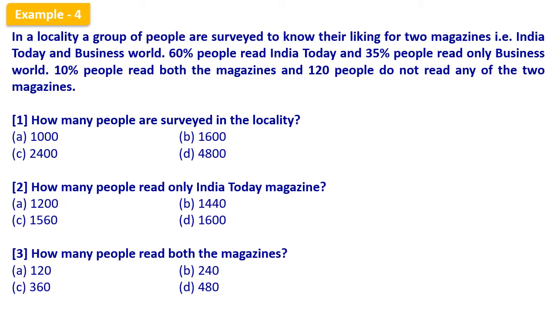Next example, example number 4. In a locality, a group of people are surveyed to know their liking for 2 magazines, that is India Today and Business World. 60% people read India Today and 35% people read only Business World. 10% people read both the magazines and 120 people do not read any of the 2 magazines.